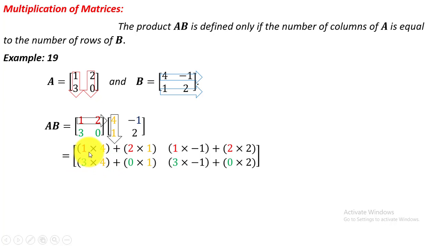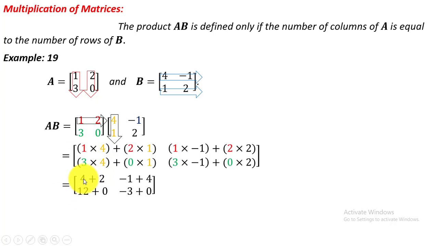Bottom left entry is obtained by the product of second row times first column: 3 times 4 plus 0 times 1. Similarly, bottom right entry is obtained by the product of second row times second column: 3 times -1 plus 0 times 2.